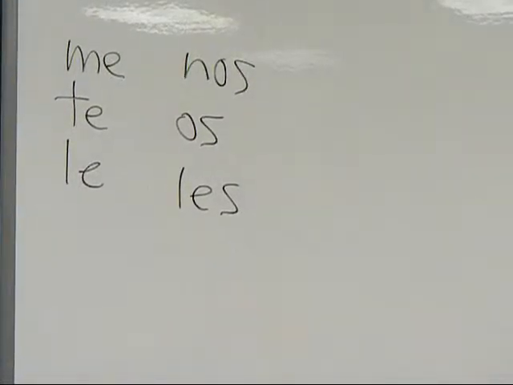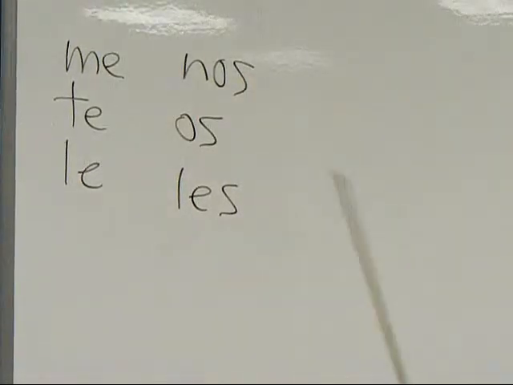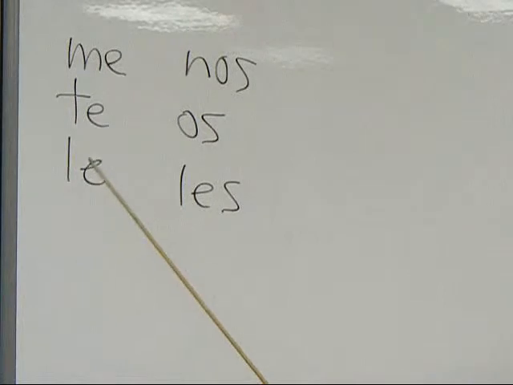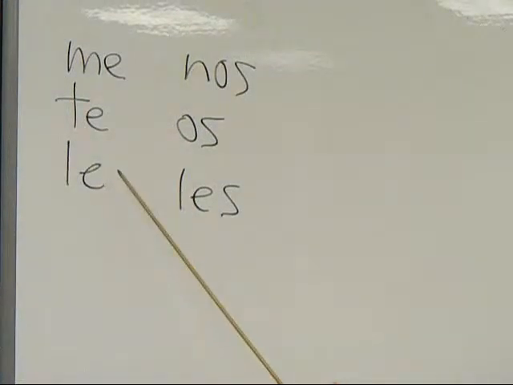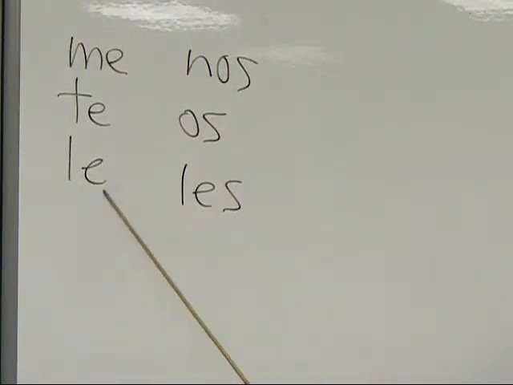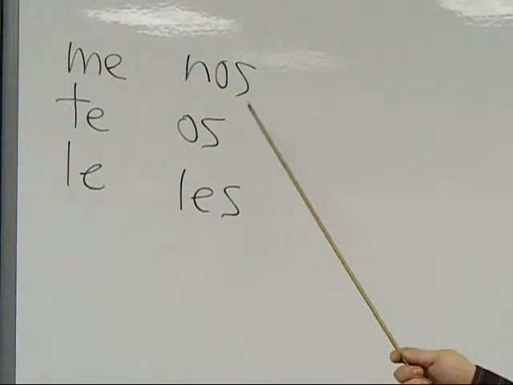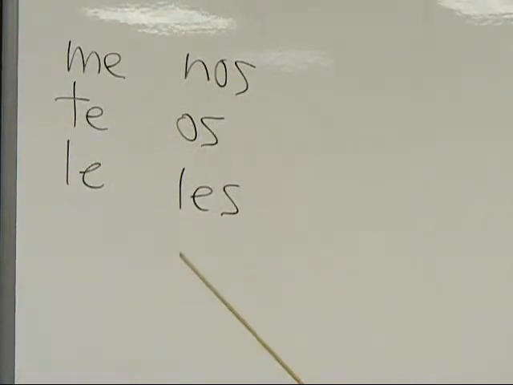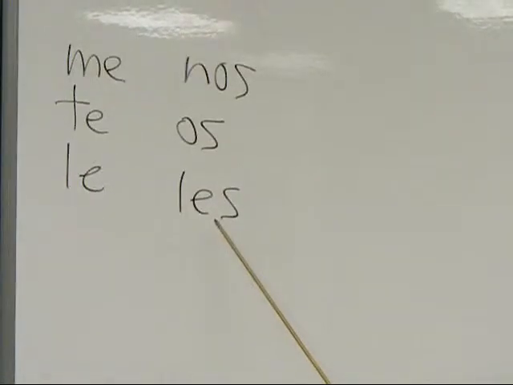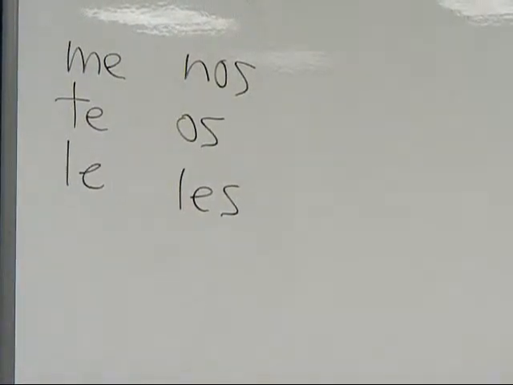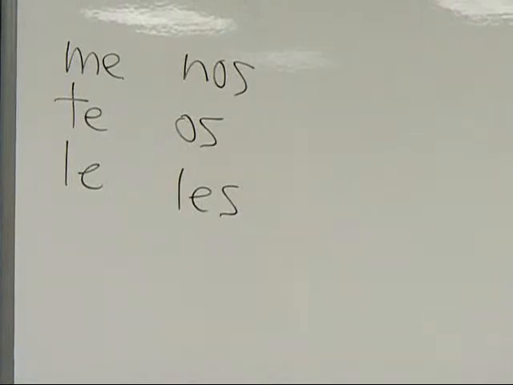They're the thing to whom or for whom the action of the verb occurs. So, if this is an indirect object pronoun, that's to or for me, to or for you, to or for him, or to or for her, to or for it, to or for usted. Those are all things that would get a le. To or for us would get nos. To or for you guys from Spain would get os. And to or for them or to or for you plural would get les. And that's when you would use these 6 indirect objects.